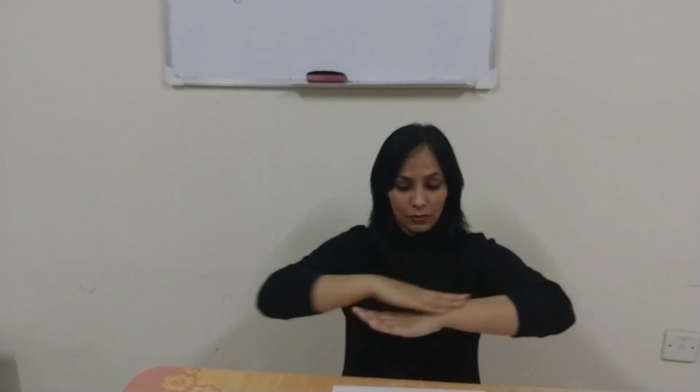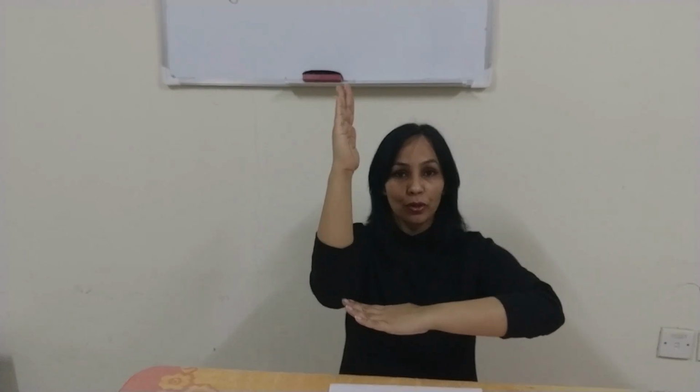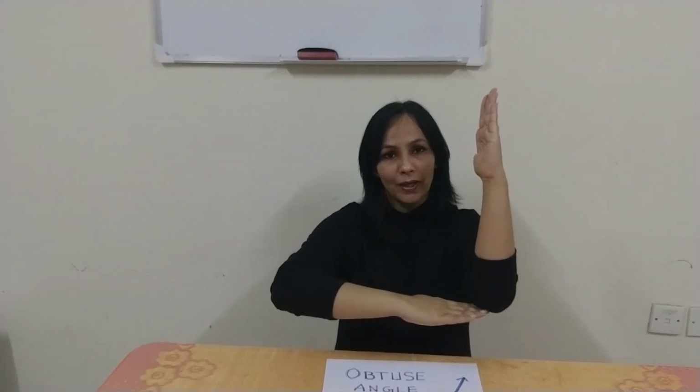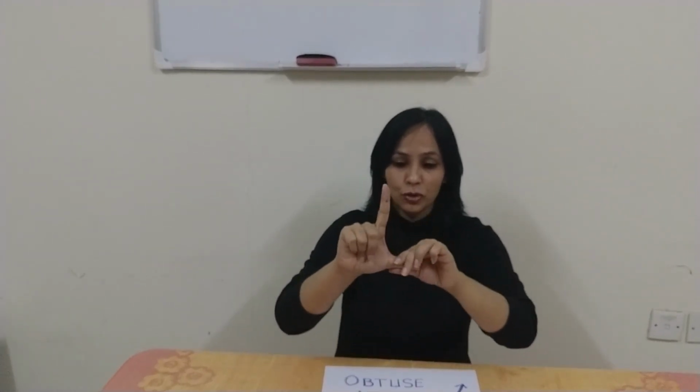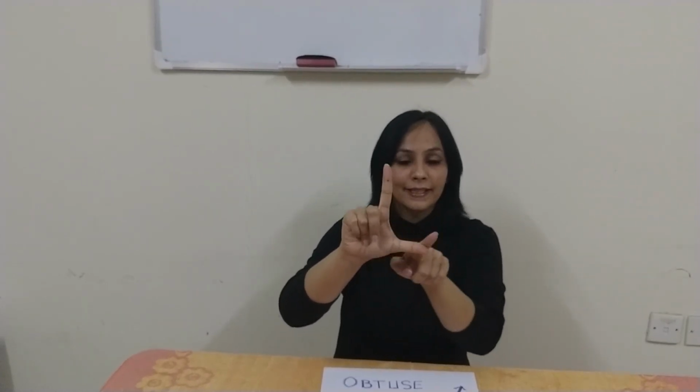You can use the sticks. Now how can you use your hands? You can put your hand horizontally and vertically. This way you can show a right angle, this way or this way. You can even use your fingers to show the letter L. Now this is making a right angle.